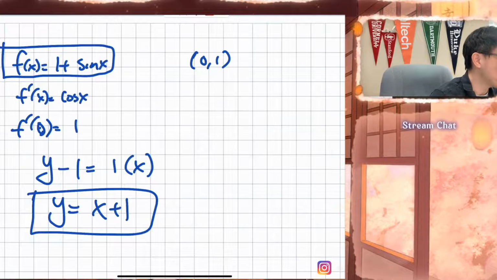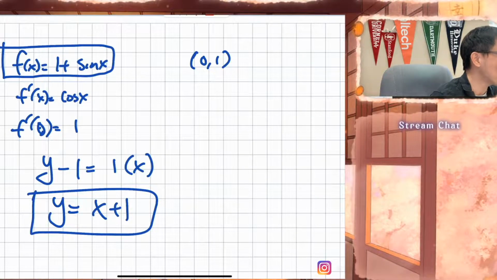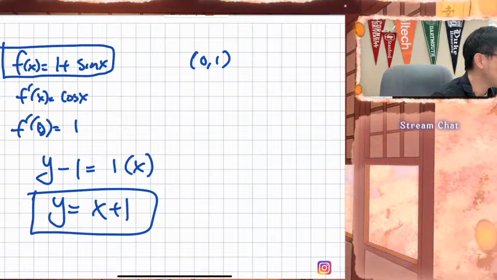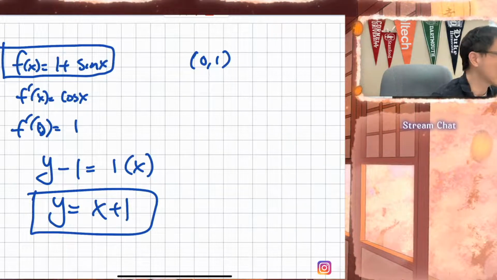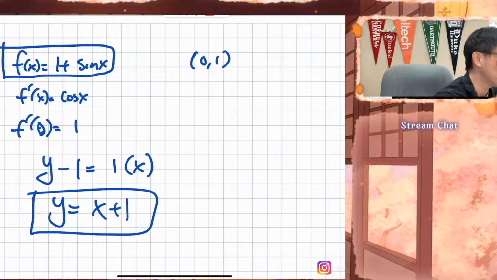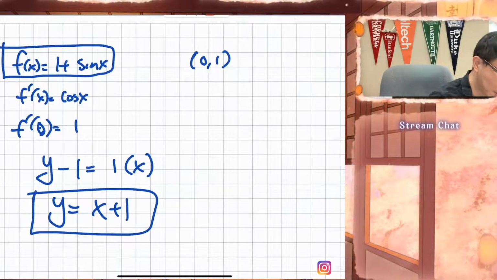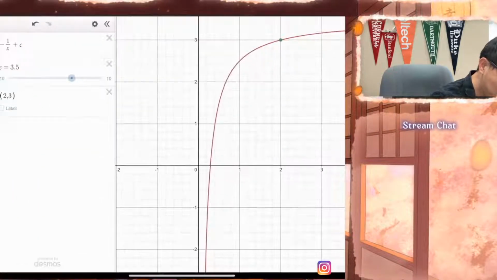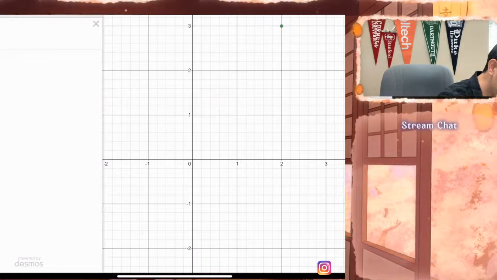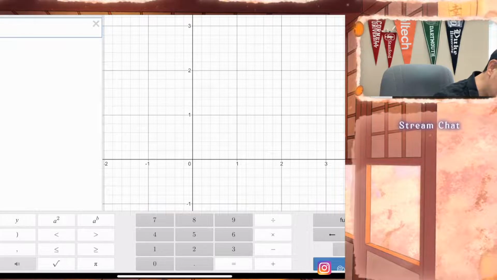Now let's compare them on the graph. Tangent line approximations are fairly accurate in a very, very close range. So this is the requirement. If something is really close, it's actually fairly accurate. So we're going to show you 1 plus sine of x.